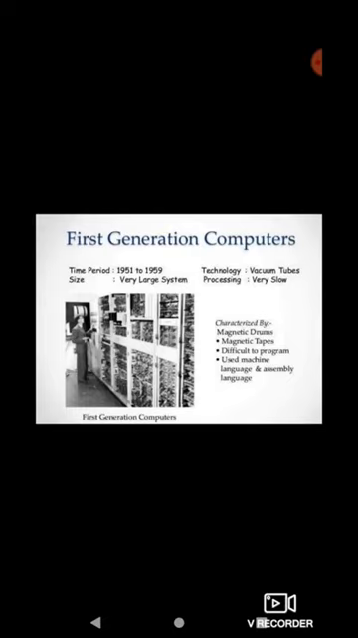Take a look at this. In the picture, you can see how big the computers were, right? The time period may vary, so do not get confused with the time period. Just try to look at the picture to understand how the first generation computers looked. The kind of technology used was vacuum tubes. Processing was slow. This is how first generation computers looked.